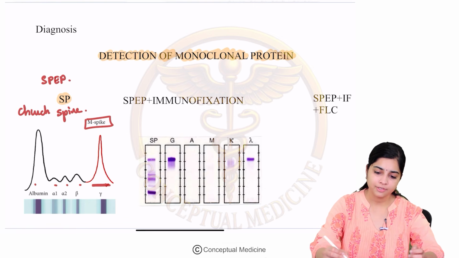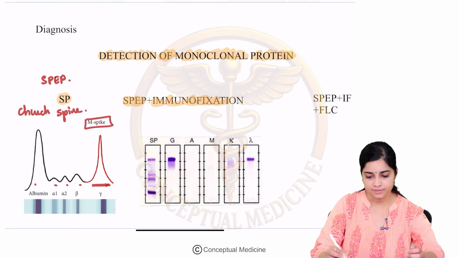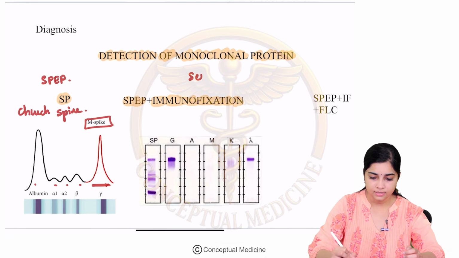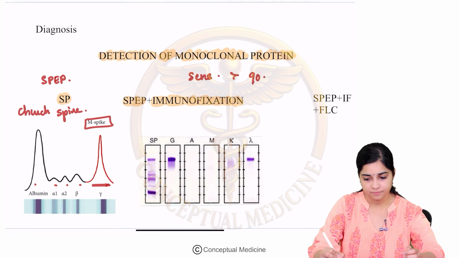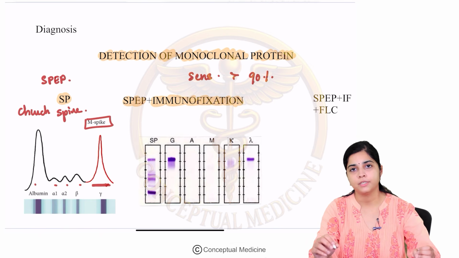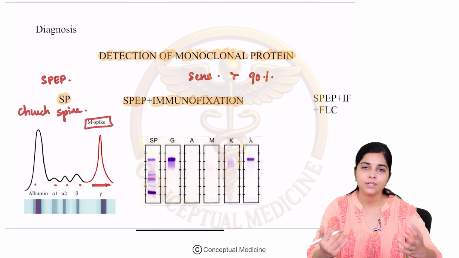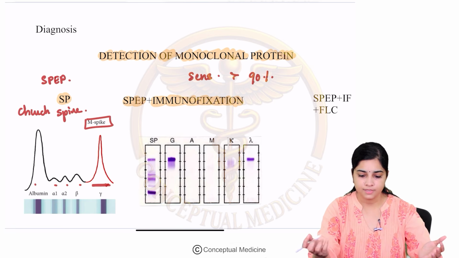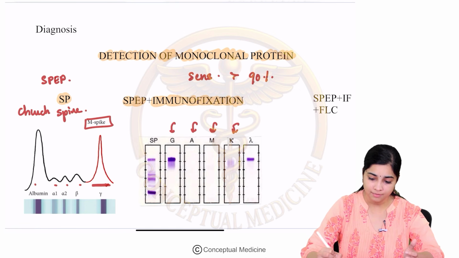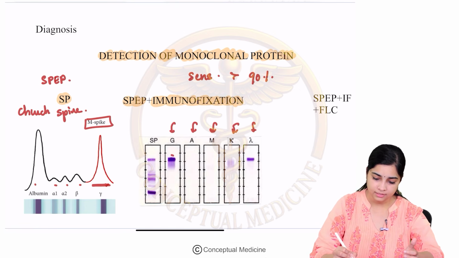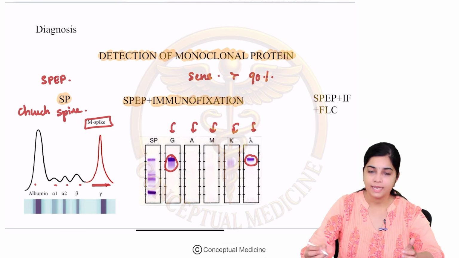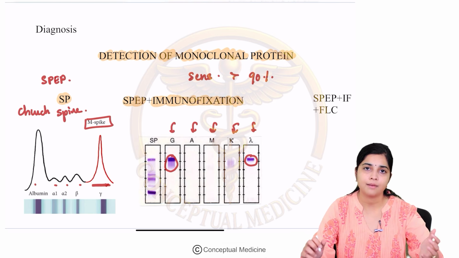That is the reason why you have to combine the SPEP with an immunofixation. When you combine the SPEP with an immunofixation, the sensitivity increases to more than 90%. In immunofixation, we try to discern what type of immunoglobulins are produced. Is it an IgG phenotype, IgA, IgM, and what type of light chains? Is it kappa or lambda? You can see that here it is picking up IgG antibody along with lambda light chain, so this is a lambda multiple myeloma.